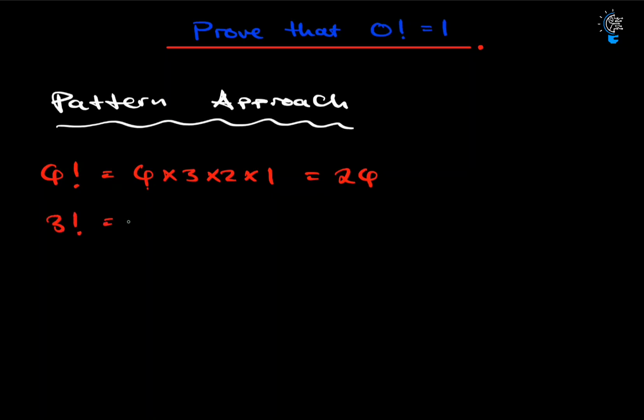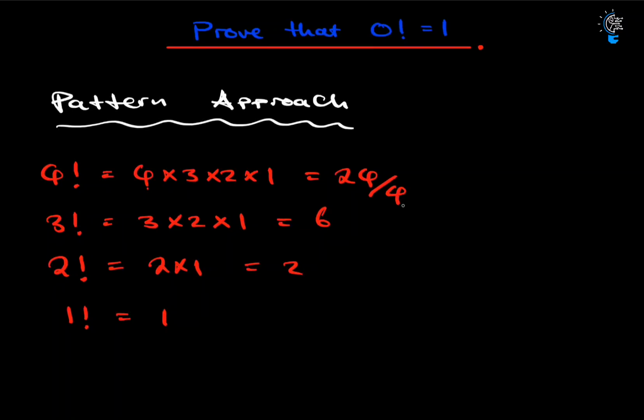Then 3 factorial, we have 3 times 2 times 1, which is equal to 12. No, it's equal to 6. So 3 times 2, that's 6. Then 2 factorial is 2 times 1, which is equal to 2. And 1 factorial is equal to 1. Now from this one, we can see that when you divide this one by 4, your result will be this one. And when you divide this one by 3, your result will be this one.